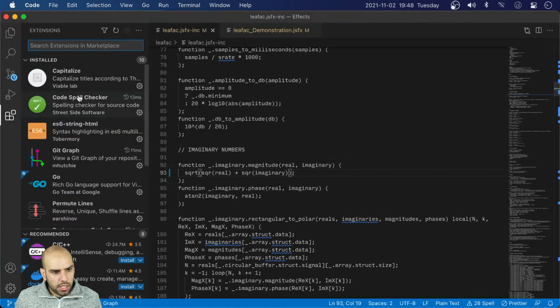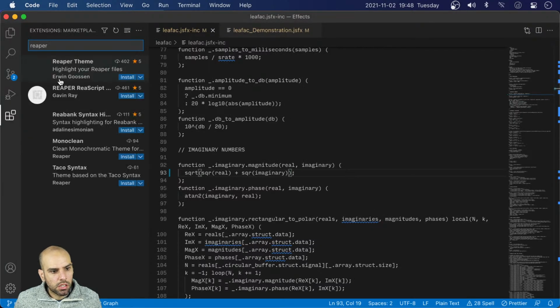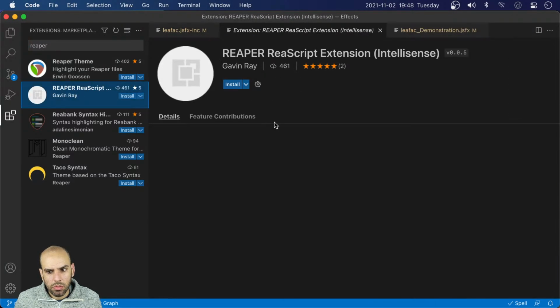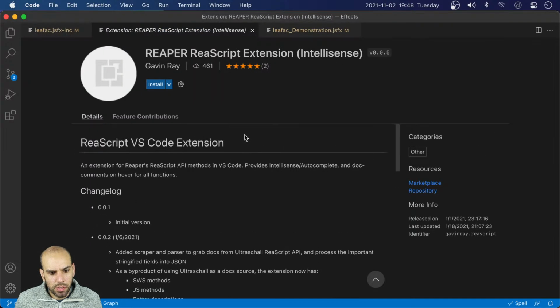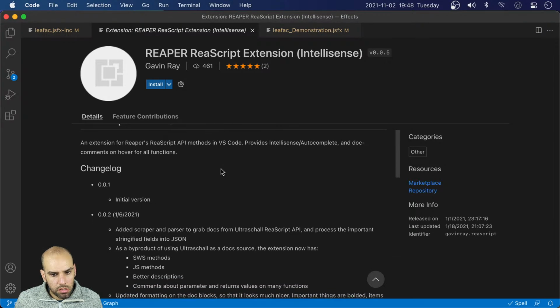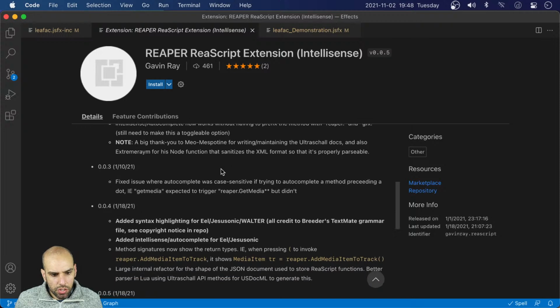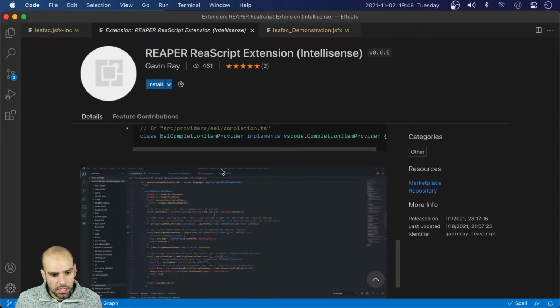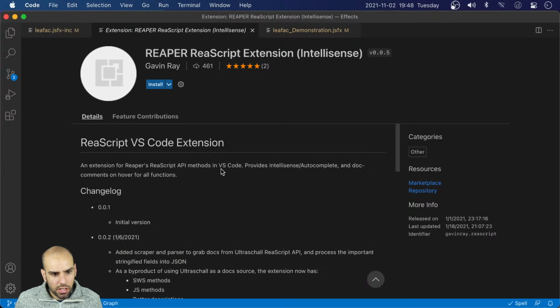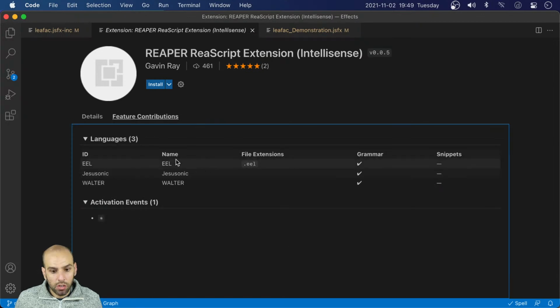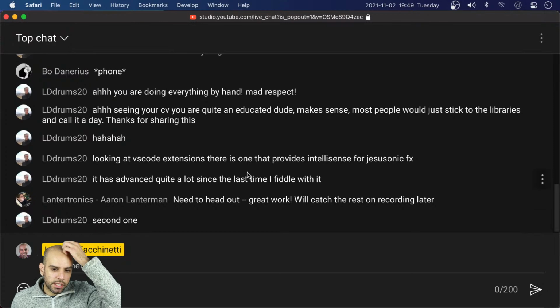Oh, second one, you say? Oh, so this is not just for REAPER scripts. I looked at the name and I was like, okay, this is for Lua. Are you sure that this supports JS effects? Doesn't seem like it. Everything in here seems to be about Lua. Oh, but there you go. It does support JS effects. Nice, I didn't know that.